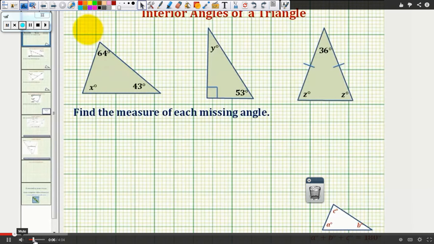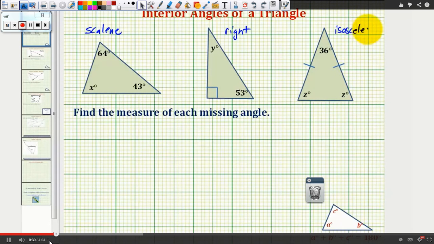Notice our first triangle is a scalene triangle because all sides are different lengths and therefore all the angles have a different measure. Our second triangle is a right triangle because one of the interior angles measures 90 degrees. And then finally the third triangle is an isosceles triangle because two sides have the same length and therefore the base angles, or the angles opposite the sides of equal length, have the same measure. Notice out here they're both labeled c degrees.